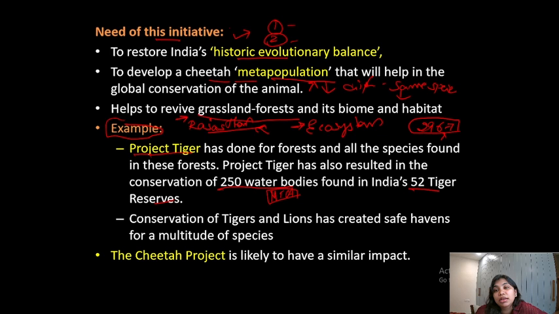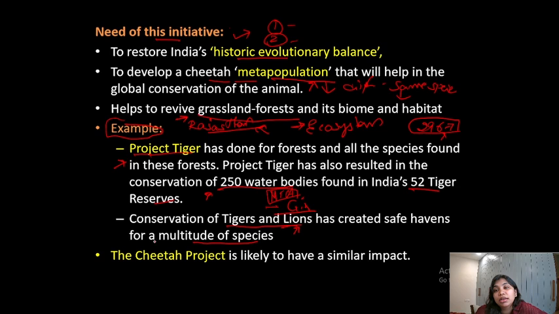So what is happening here? We are protecting the forest, the vegetation, the fauna, and the water bodies in that region. So we are protecting the whole ecosystem. That is how we revive the tiger ecosystem, and also the Asiatic lions. We are also protecting these regions. So if we observe, the conservation of tigers and lions has helped for the development of.